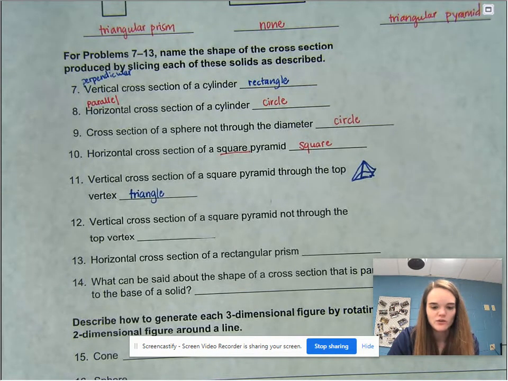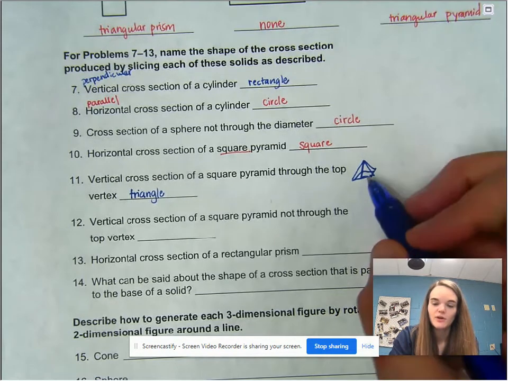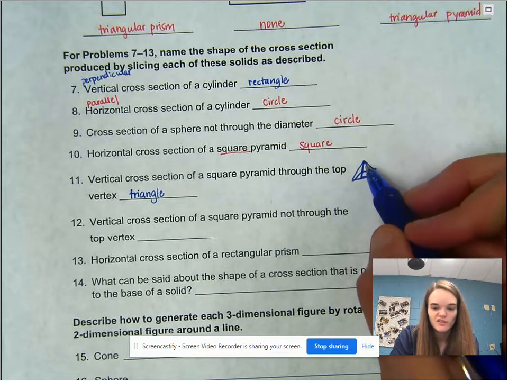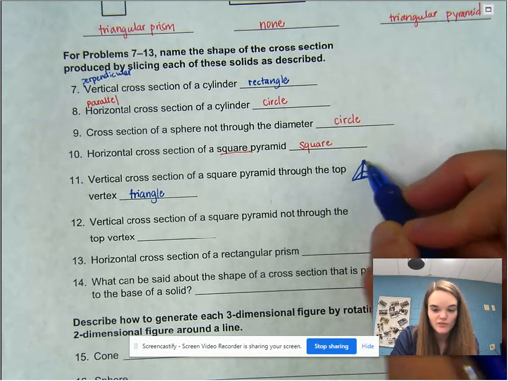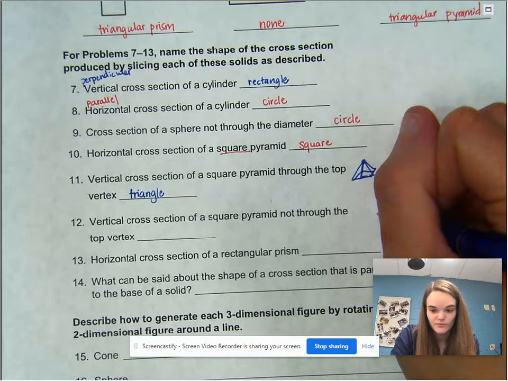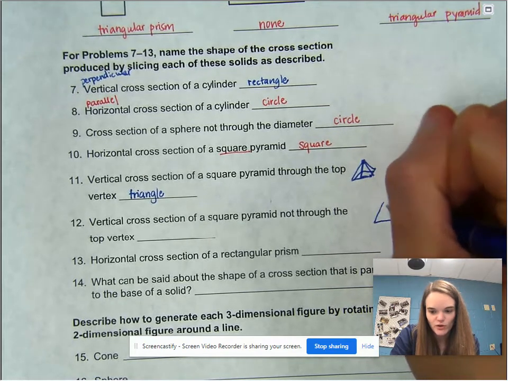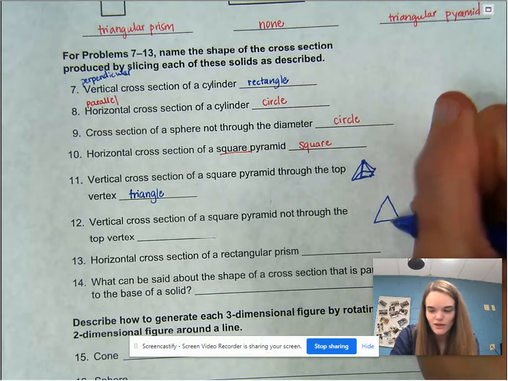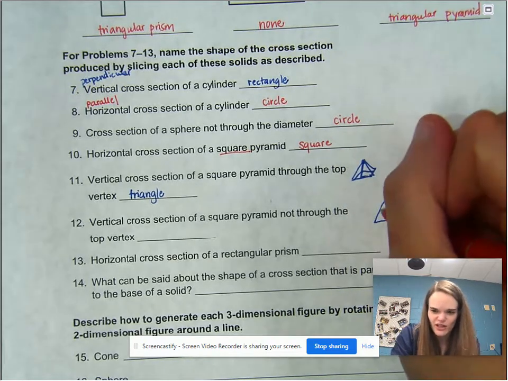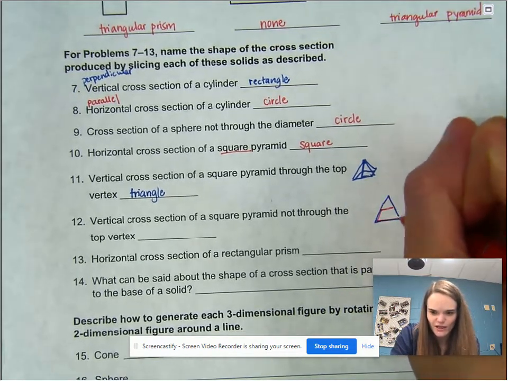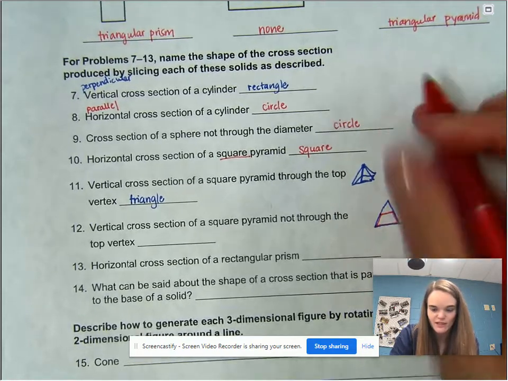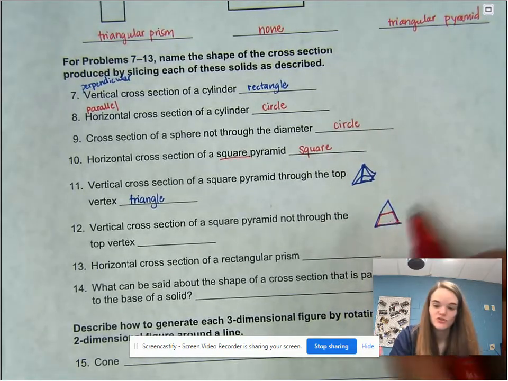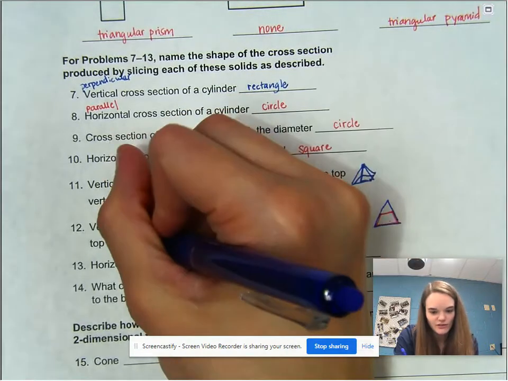All right, a vertical cross section of a square pyramid, not through the top vertex. This is where it's a little bit more difficult. Since it's not through this top vertex, it actually cuts through the sides. Okay, so let's think about just one side. If it doesn't slice straight down, that means it's slicing from one of these points straight down. Well, this is the figure that's created. This figure is a trapezoid. So it creates a trapezoid.